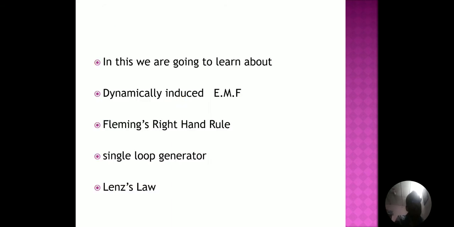Let us start with unit 1, that is fundamentals of DC generators. In this PPT, we are going to learn about 4 topics. Number 1 is dynamically induced EMF. Number 2 is Fleming's right hand rule. Number 3 is single loop generator. Number 4 is Lenz's law.